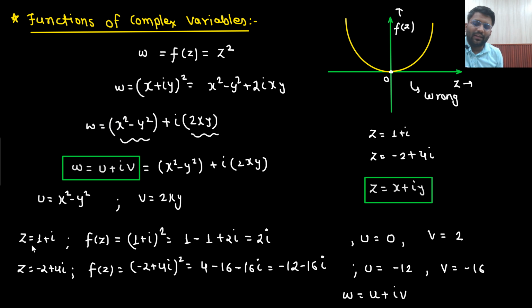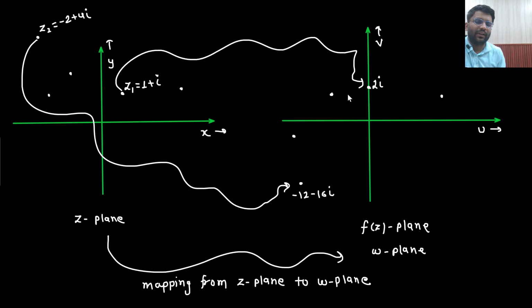Based on the values of x and y, when I put x equals 1, y equals 1, the value of u is 0 and the value of v is 2. And when I put x as minus 2 and y as 4, these are the values I am getting, and these values I can plot. Is that understandable to you?